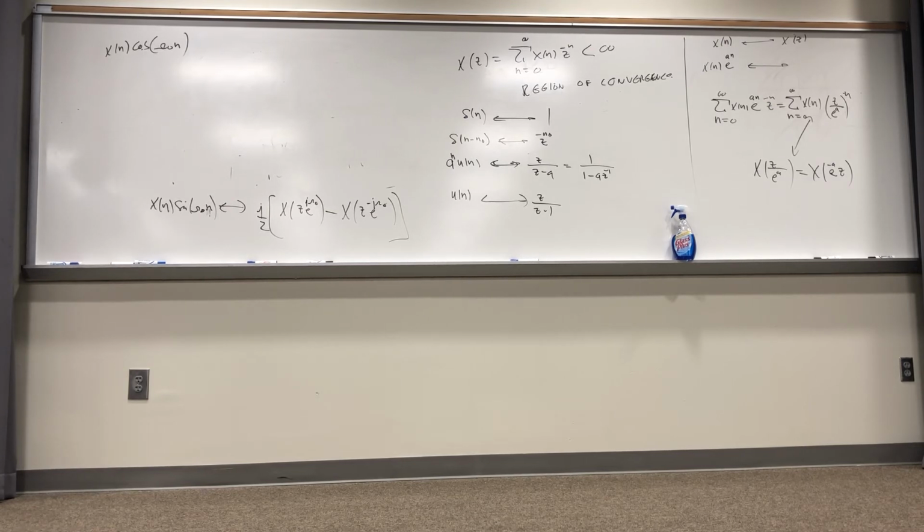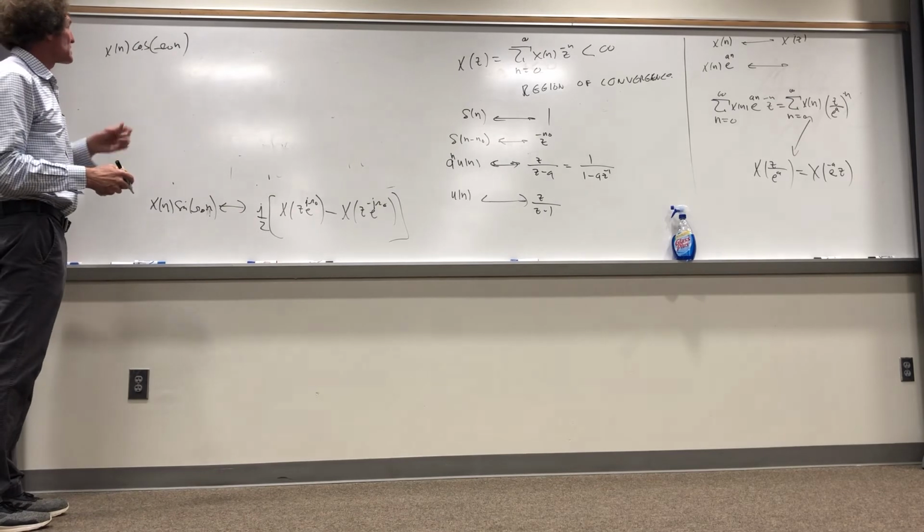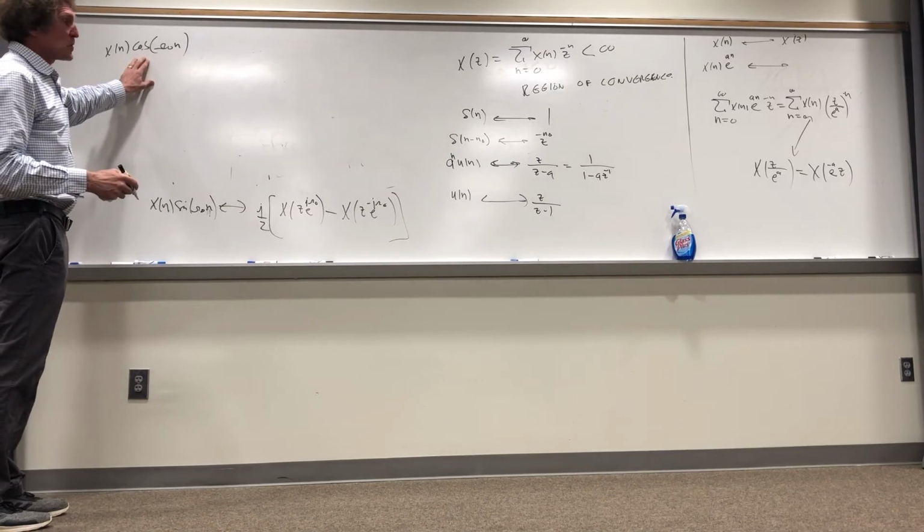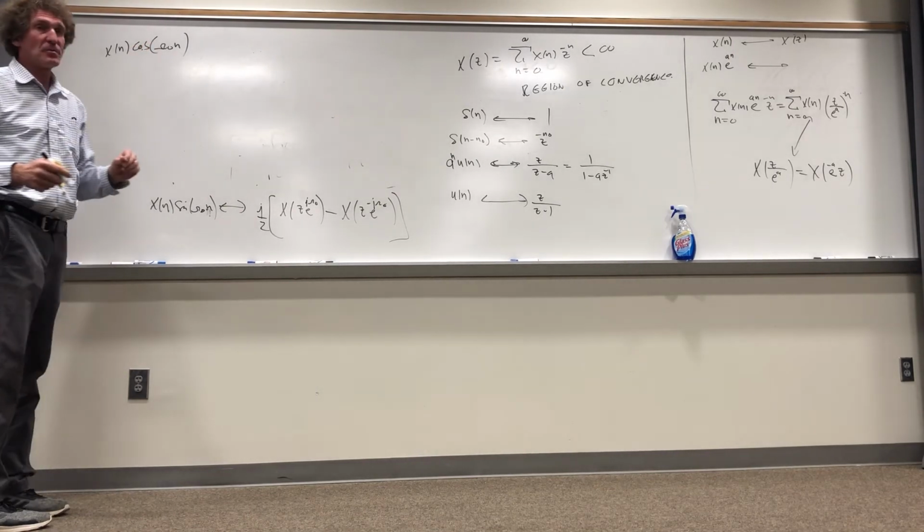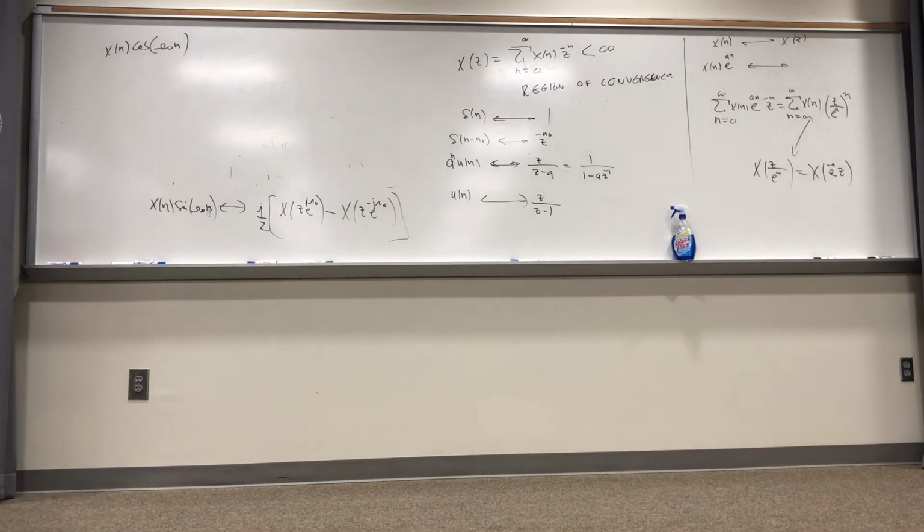When you did DTFT, if you just had omega, that could go from minus pi to pi, right? It really had a continuous possible number of values. I just do this to distinguish it. Now for this one, you all see how that cosine would become what? E to the j omega naught n over 2 plus e to the minus j omega naught n over 2. Correct, class?